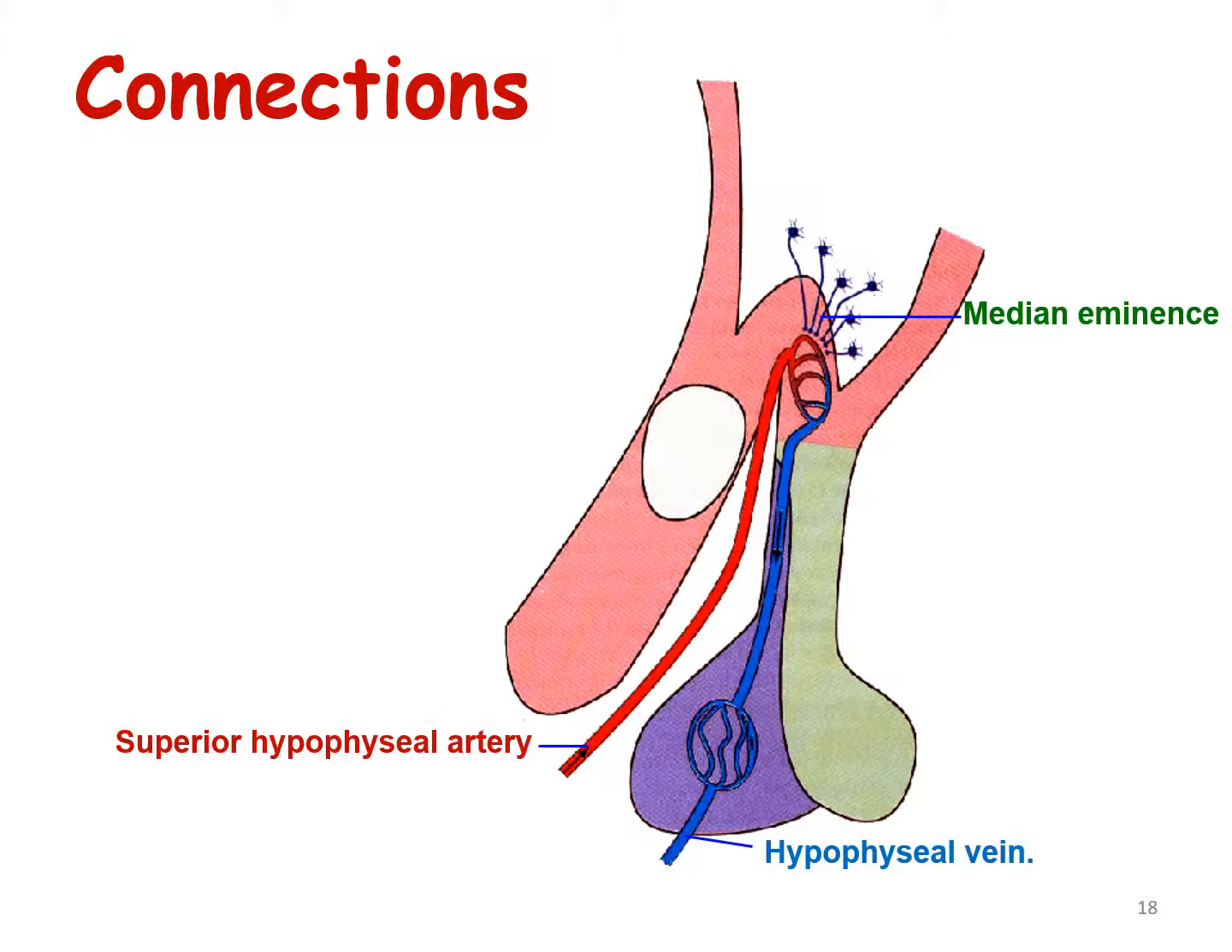Parvicellular neurons in the arcuate nucleus and nearby region of the walls of the third ventricle secrete releasing and inhibiting hormones, travel along the tuberoinfundibular tract, via the portal vein of hypophysis, into anterior lobe of pituitary gland, hypophysis.